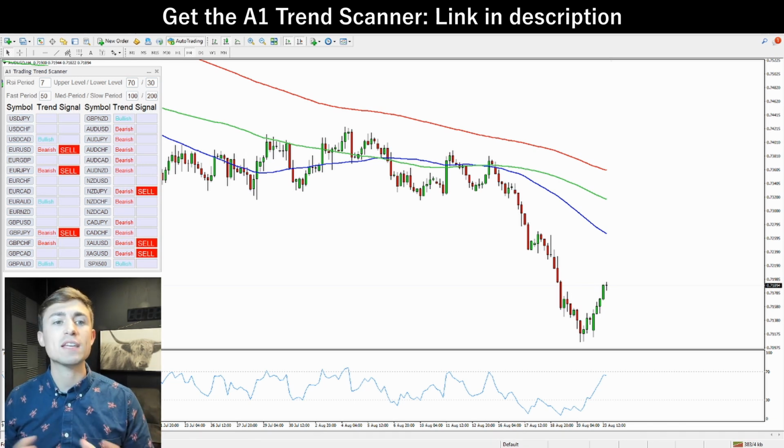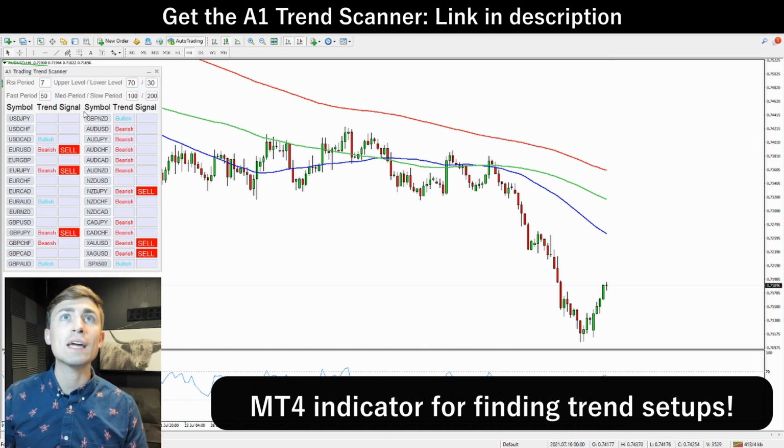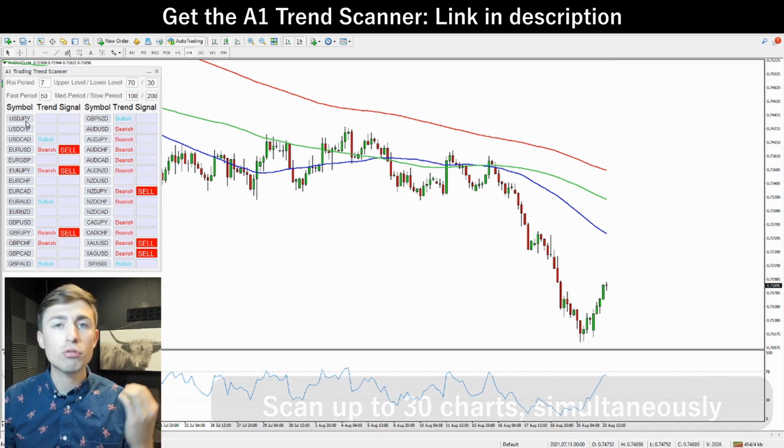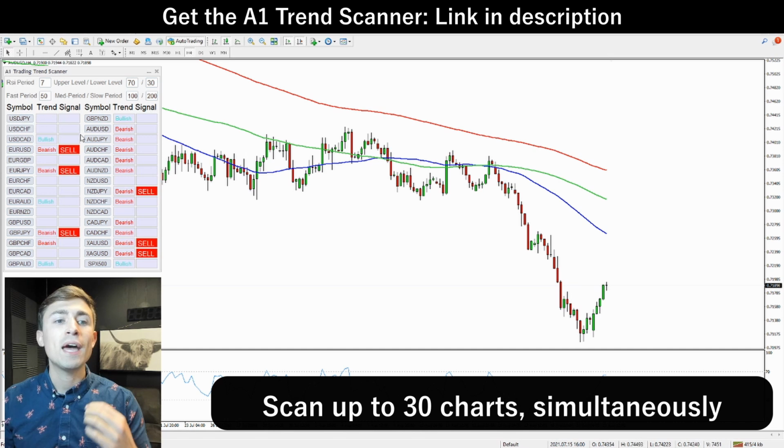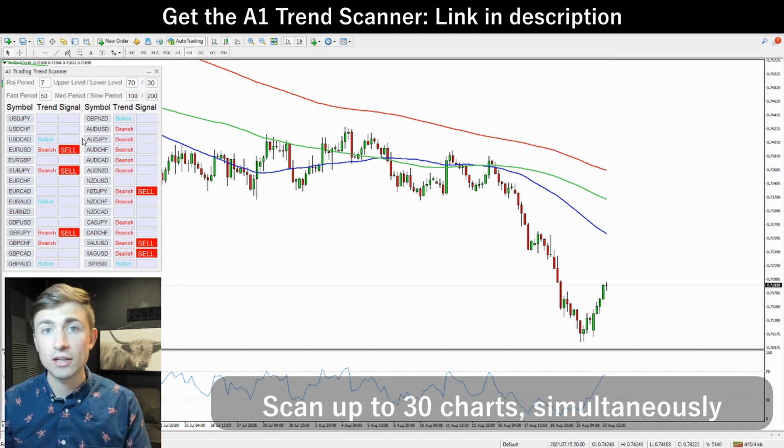Now, the first thing I want to say about this thing is what is it and who is it built for? Well, it is a panel that adds to your MT4 platform. You just drag and drop it into your indicators folder, and bam, you can put it on your charts anytime you would like, and you'll see that it watches up to 30 charts at the same time and scans them for trend strength and potential buy or sell signals.